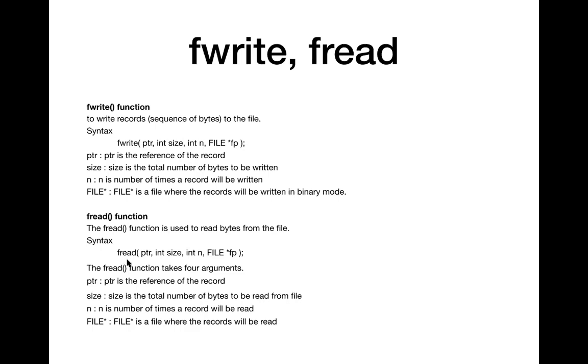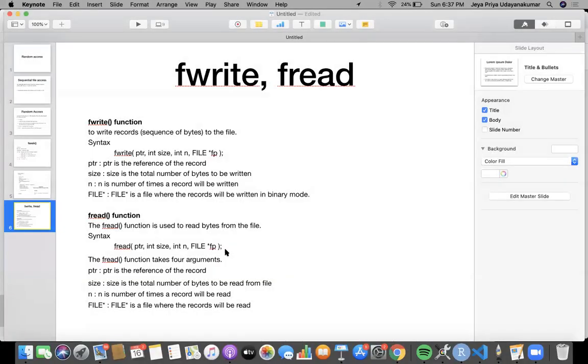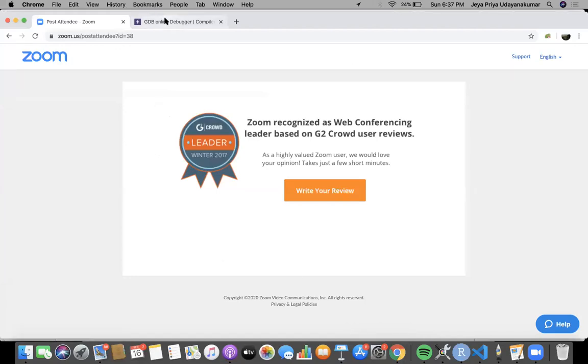Similarly, fread is to read bytes from the file. So again, the reference of the array or structure, the reference of the record is PTR. Size is the total number of bytes I'm going to read from the file. N is the number of times the record is going to be read, and file is the file pointer. Okay, so with this in mind, let us try to write a program.